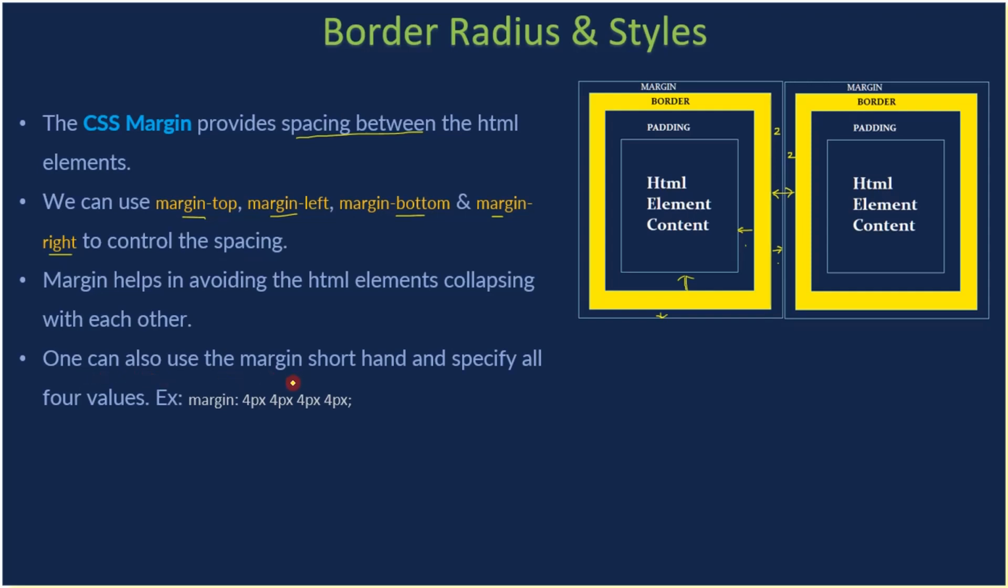One can also use margin shorthand and specify all 4 values, like margin 4 pixel, 4 pixel, 4 pixel, 4 pixel. That means there are 4 values right here: top, right, bottom, left. So the same way we can specify all 4 values. It's applicable for padding as well. In padding, you can specify all 4 values in shorthand, that means by just providing a space in between. This is the rule, and this one is the value.